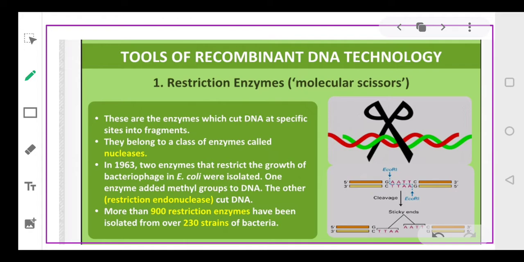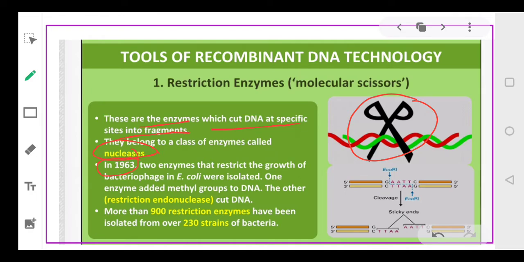Restriction enzymes. Now basically students, these are the enzymes which cut the DNA at specific positions into fragments. So these enzymes will cut the DNA at specific places. And these enzymes belong to a class of enzymes which are called nucleases, right? These enzymes which cut the DNA at specific places are referred to as nucleases. Okay everyone? They are referred to as nucleases.